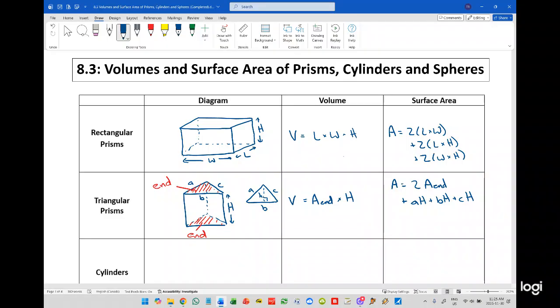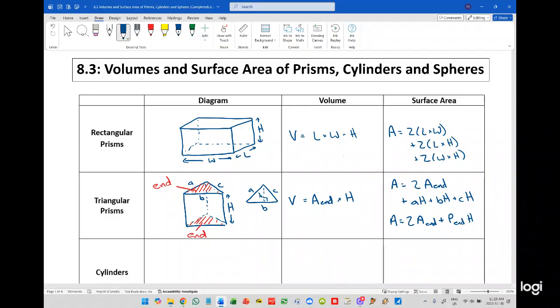Another way that I prefer to write it when we're not dealing with triangles, we're dealing with other types of prisms, is that I can basically factor out the H there. Actually, let's still make sure we write in 2 times the area of the end. If I factor H out of the remaining 3 terms, I have H times A plus B plus C. But A plus B plus C is actually the perimeter of the triangle. So that's going to be the perimeter of the end times the height. And that's actually, again, a better way to do it.